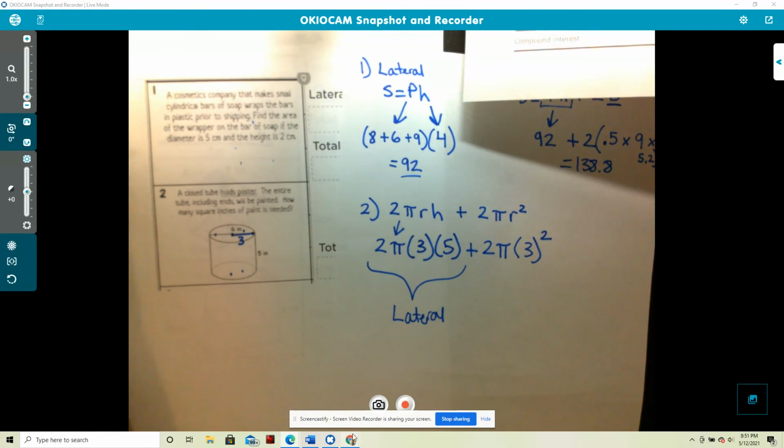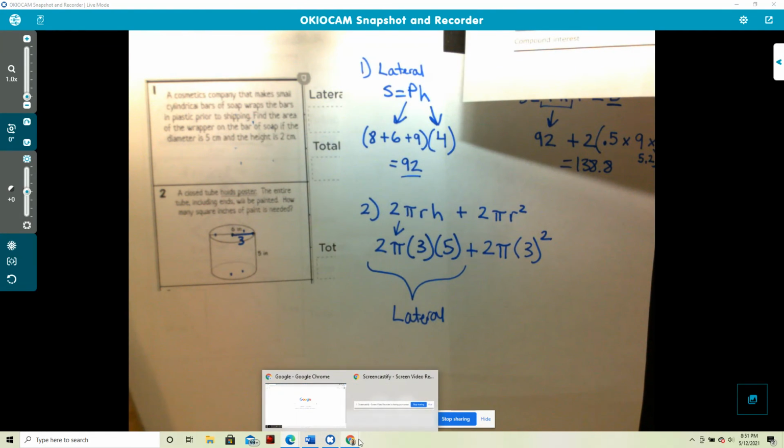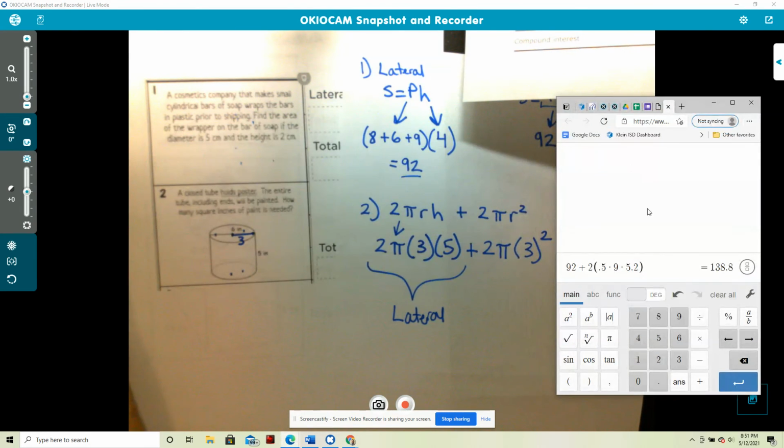I'm going to plug this in for you real quickly. Get the calculator back up. Clear all. And then you just plug this into the calculator. So we got 2 pi, open parentheses 3, close parentheses, open again, 5, close, plus 2 pi, open parentheses 3, close, and then to the second power. And we get 150.79, and they want you to round to 1 decimal.